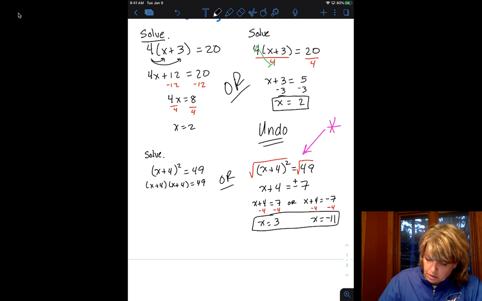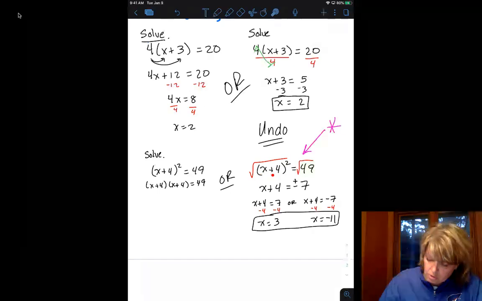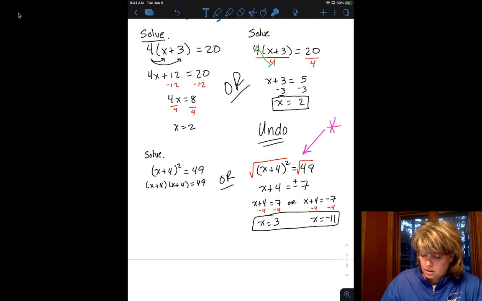Again, if we put 3 back in here, 3 plus 4 is 7, 7 squared is 49. Put a negative 11 in there. Negative 11 plus 4 is negative 7. Negative 7 squared again gives you 49. So many of you would choose this over multiplying this whole thing out. Again, most of you probably will.